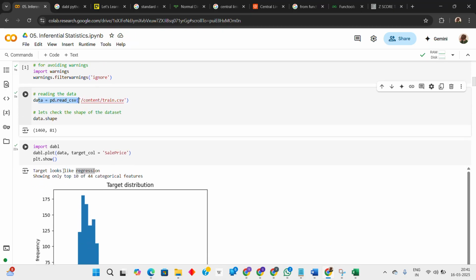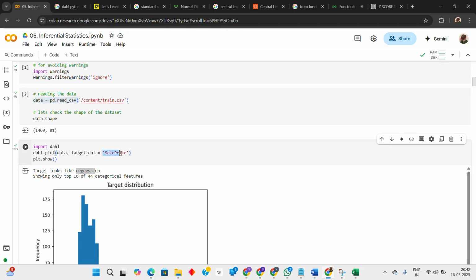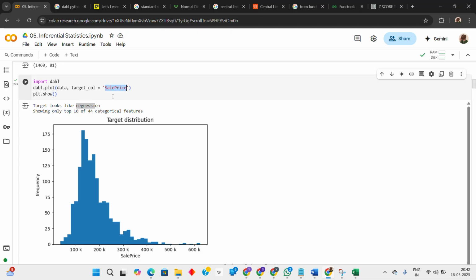I have already told you. And here I'm just doing a plot of the entire data set. I just provided the entire data set. I'm just mentioning what the target column is. The target column is simply the column on which we are doing the analysis more. In machine learning, we will discuss more about this target column. Here, the target column is the sale price. If we pass the target column, you can see the plotting is done automatically.